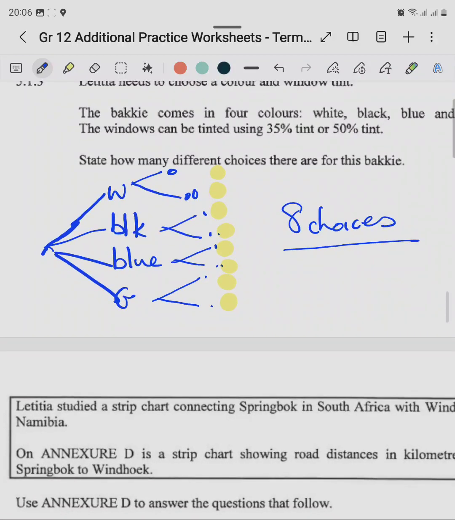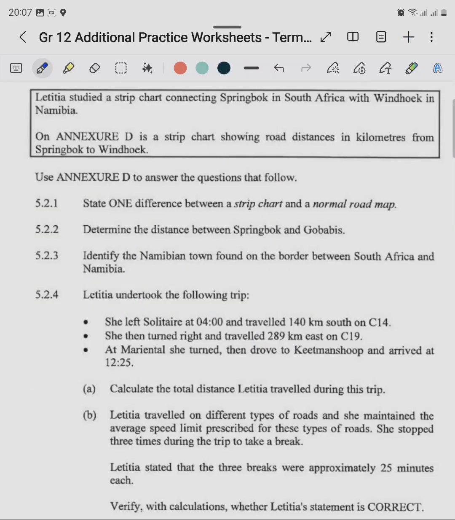We're now going to go on to 5.2. So 5.2 had to do with the strip chart for Springbok with Windhoek in Namibia. And the first question we're asked is just a straightforward knowledge question, saying state one difference between a strip chart and a normal road map. So there's a few things you could have said here. One of them would have been to say the fact that strip charts are not actually drawn to a scale, whereas a normal road map is.